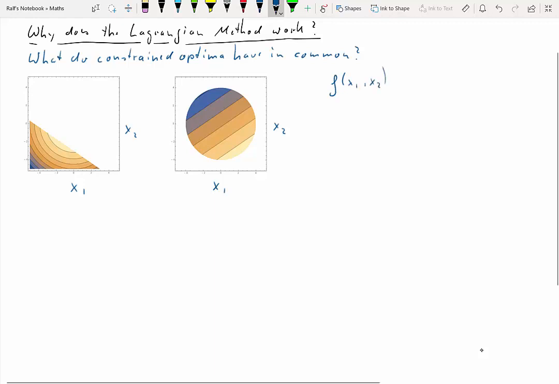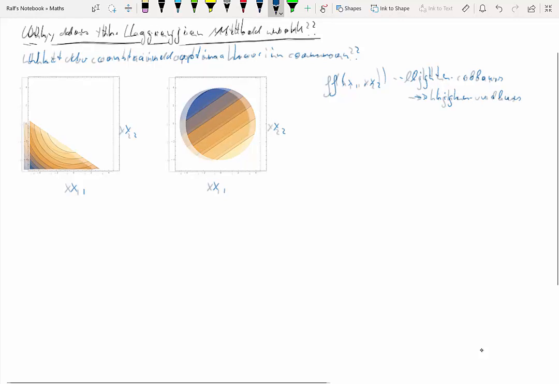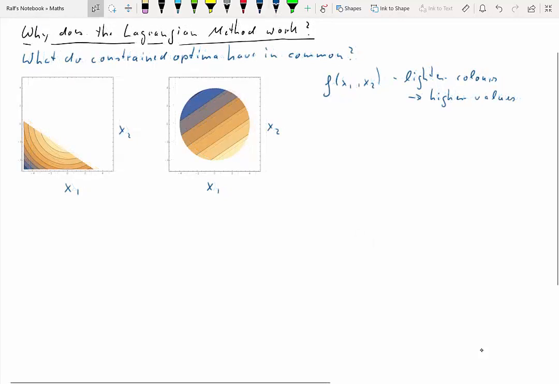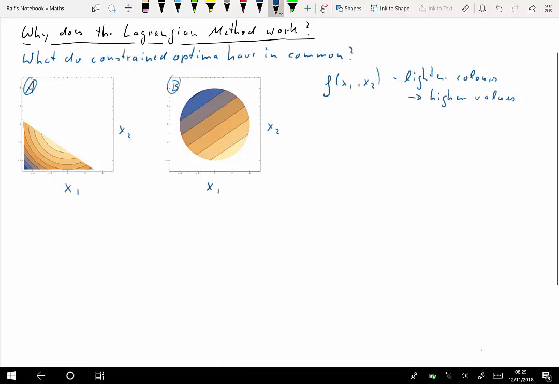And the function value is described by this contour plot. So f(x1, x2) is our function we want to optimize, to maximize, and graphically lighter colors represent higher function values. So we want to find the place on the function which has the lightest, the highest value. Here we are working with two examples, example A and example B.